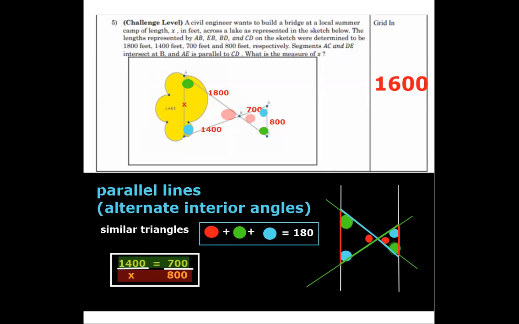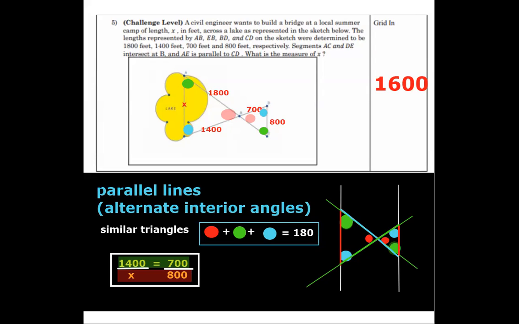So here, since the triangles are similar, the green sides are in the numerator because we have the measurements of the green sides, 1,400 and 700, opposite the green angles. And then for the denominator, I use the side X, which is the distance across the lake for the bridge, and the parallel CD, which is 800 feet.